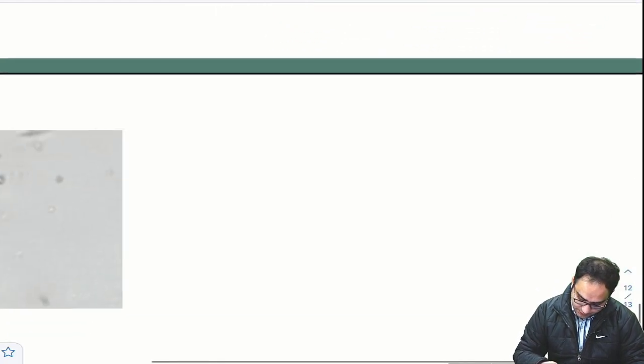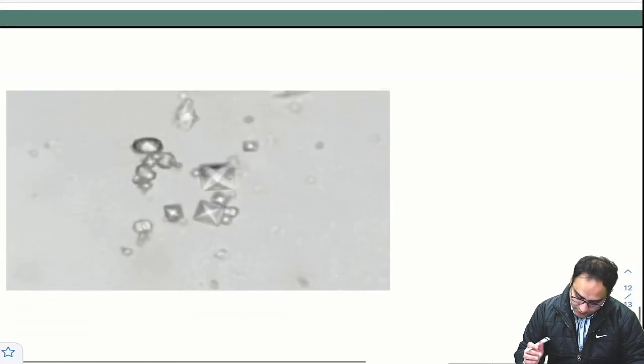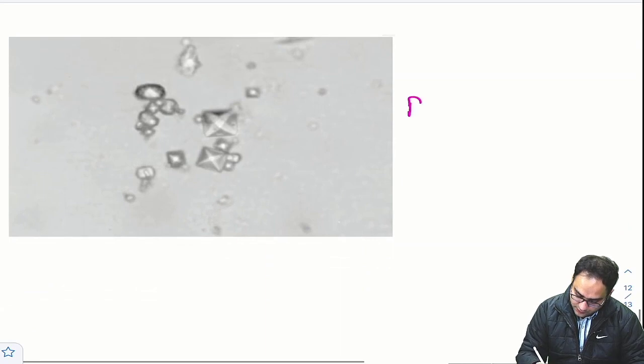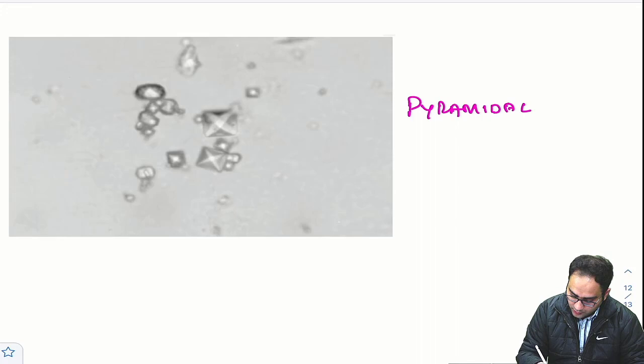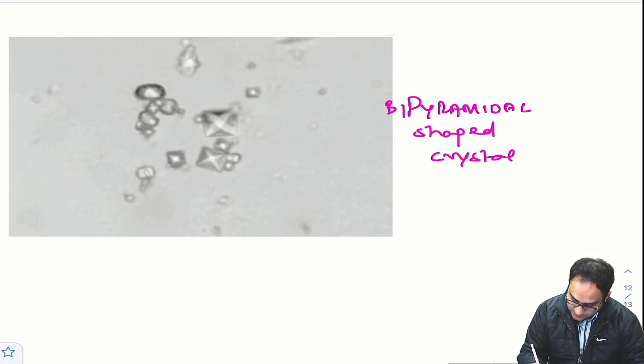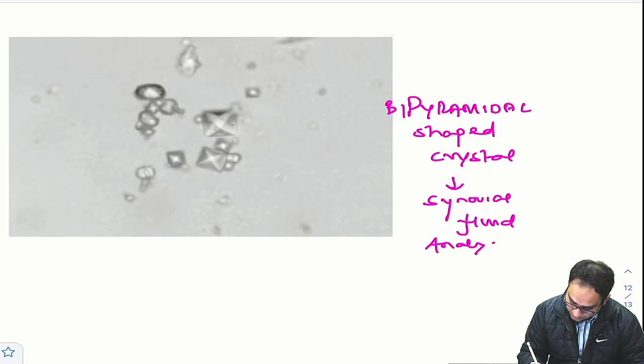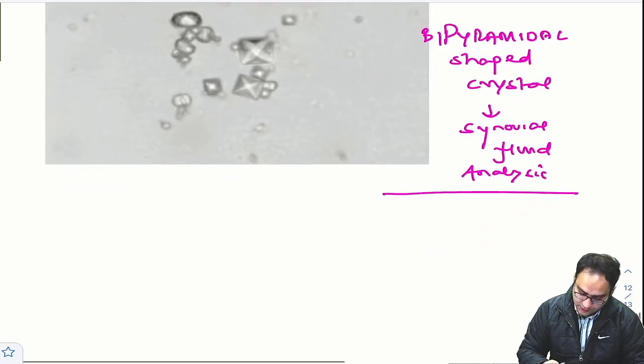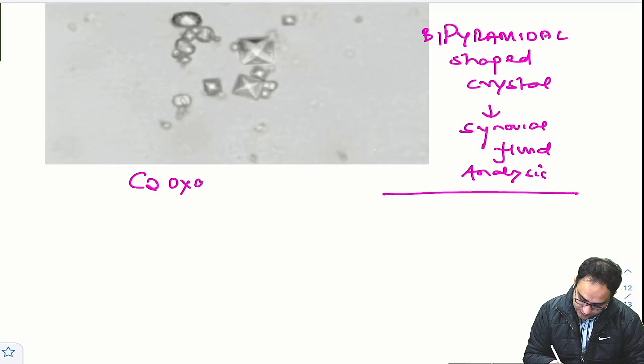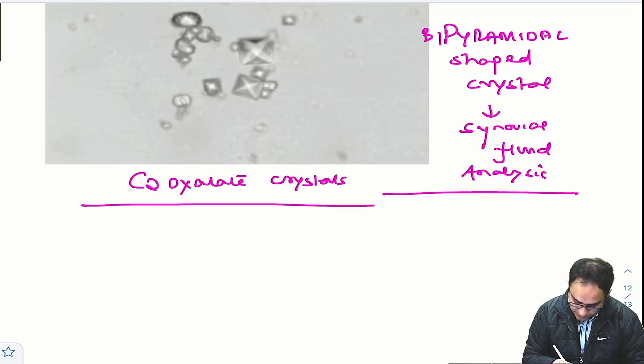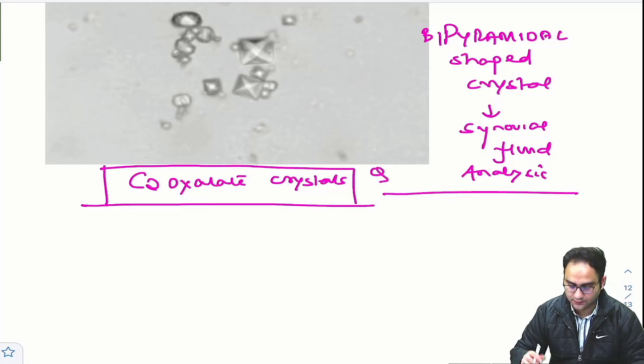Right? Then, as you can see, you have pyramidal or bipyramidal shaped crystals in your synovial fluid analysis. So these are basically the calcium oxalate crystals. All right.